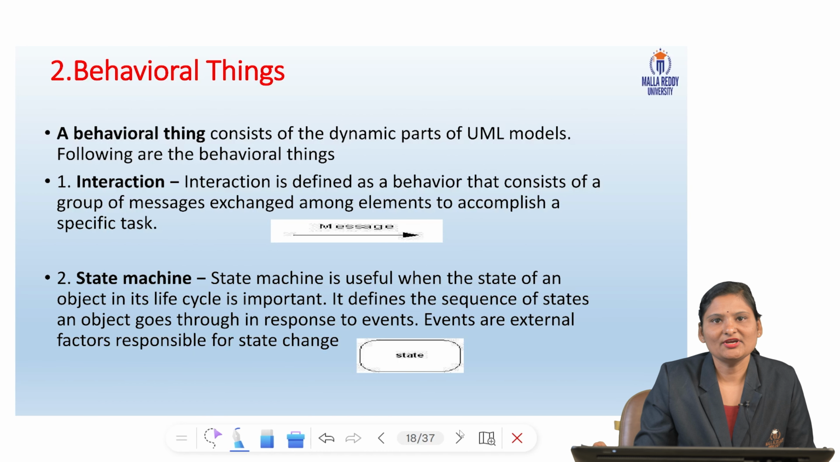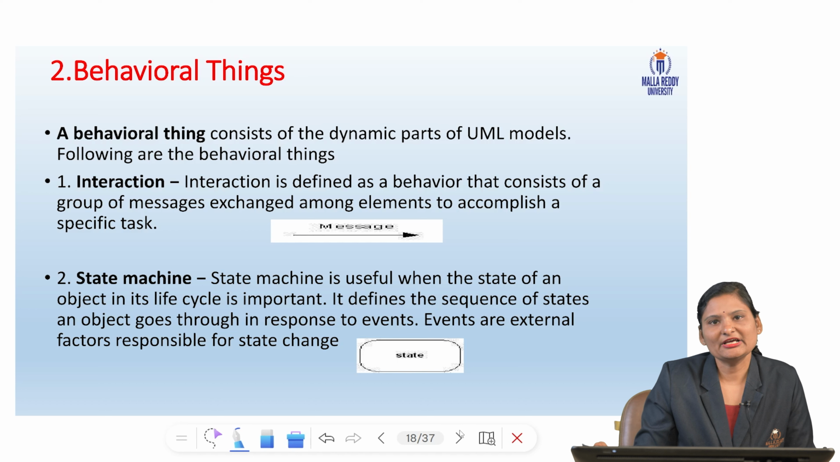Previously we discussed structural things, which represent the static behavior, nothing but the components of a system. Now we are discussing behavioral things. What do these behavioral things consist of? They consist of the dynamic parts of UML diagrams.